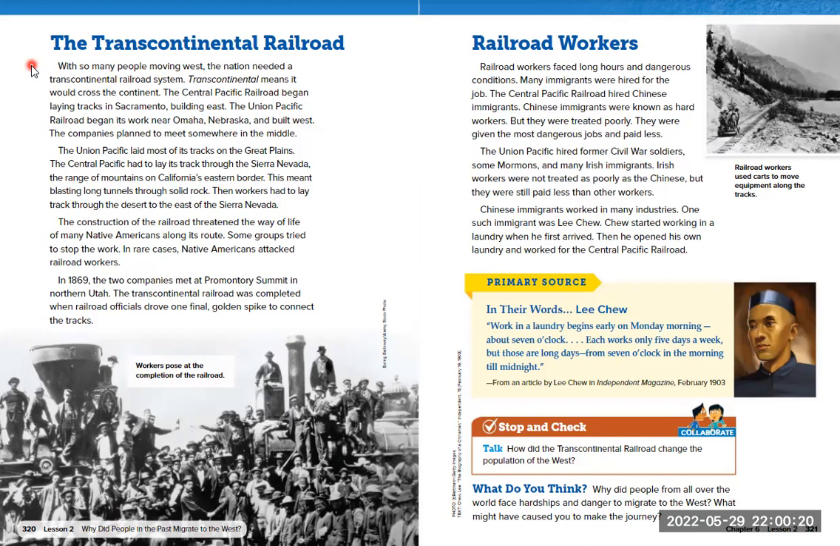The Union workers hired former Civil War soldiers, some Mormons, and many Irish immigrants. Irish workers were not treated as poorly as the Chinese, but they were still paid less than the other workers.